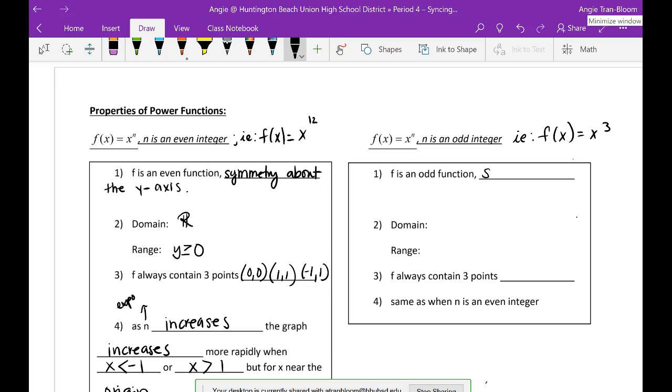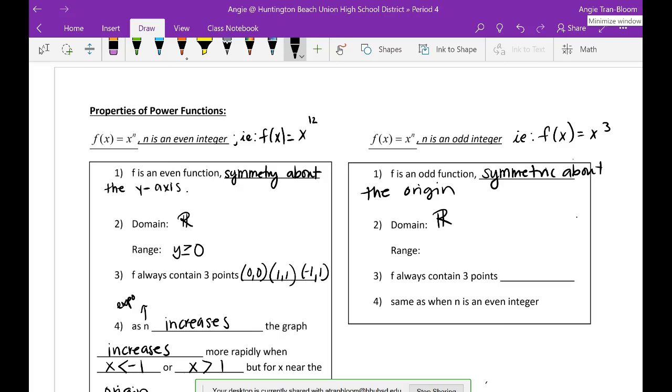That means it's symmetric about? Symmetric about what? X-axis? The origin, right? About the origin, which is x and y. Okay. What is the domain of all odd integer functions? All real. I can pick negative, I can pick positive, whatever I want to pick. Okay.